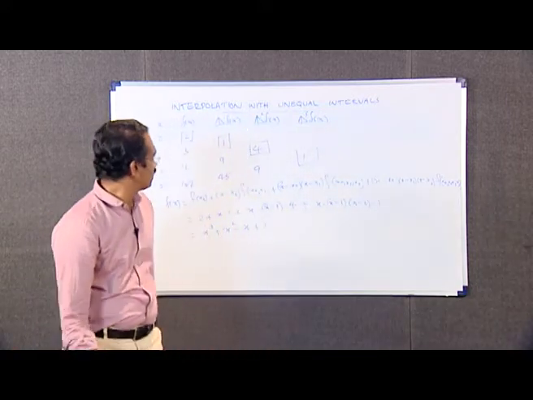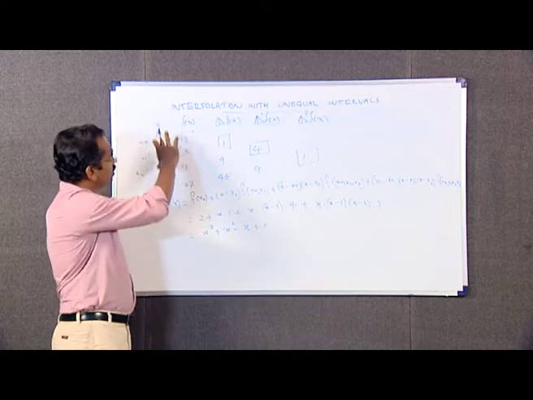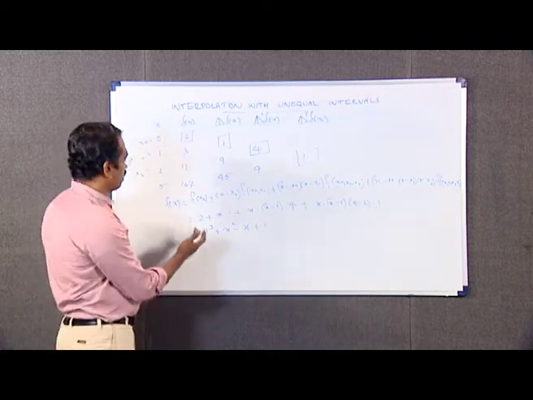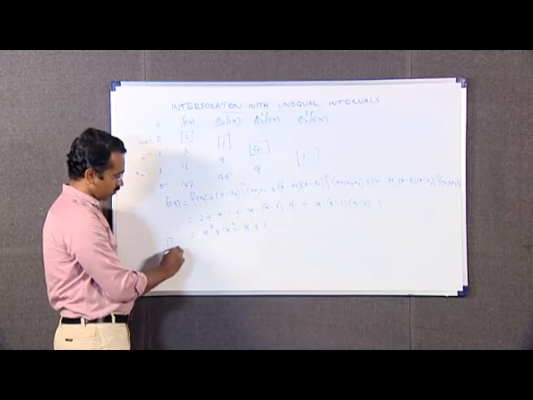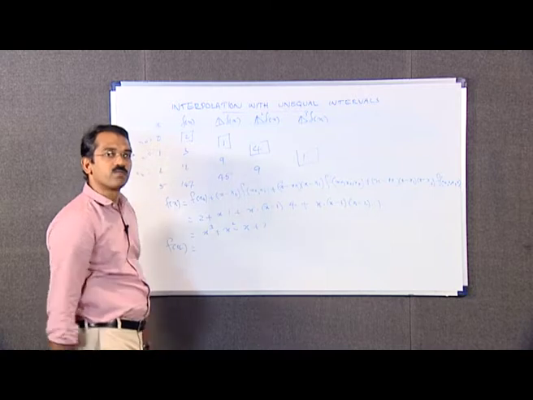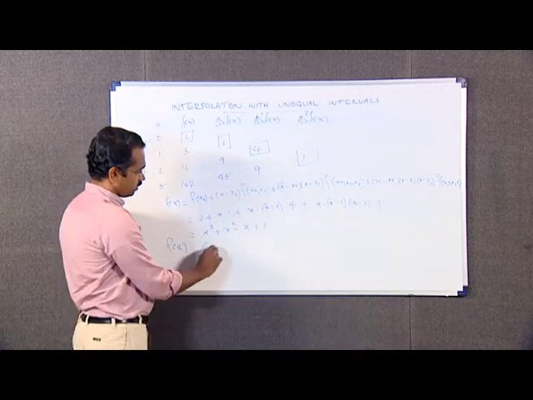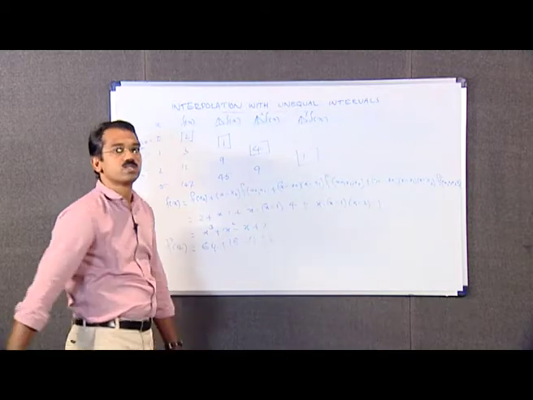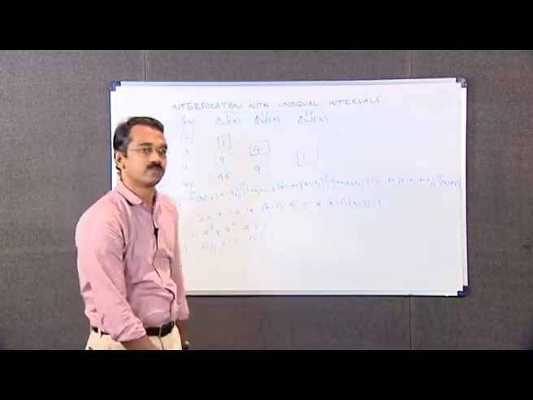If we have to find some values in between the given x values, for example, we have to find f of 4, then we put x equal to 4 in this, we will get 64 plus 16 minus 4 plus 2, which is equal to 78.